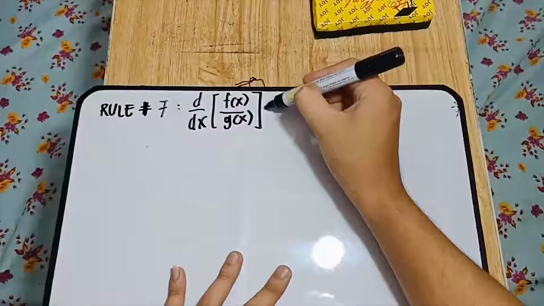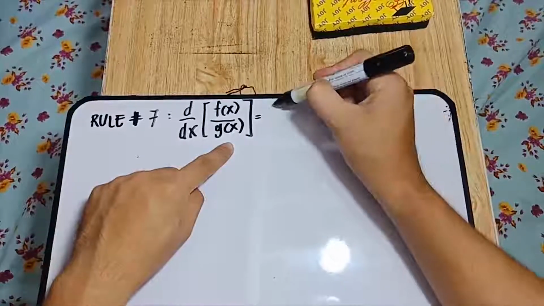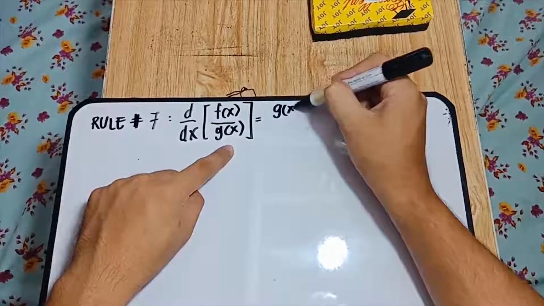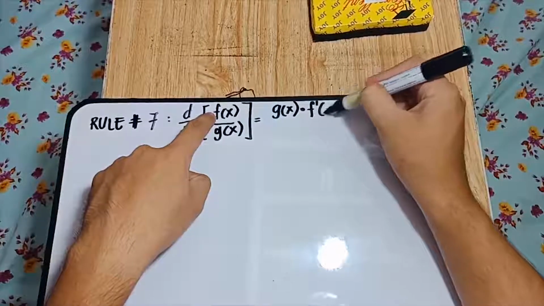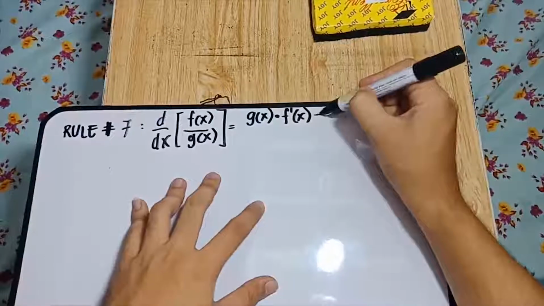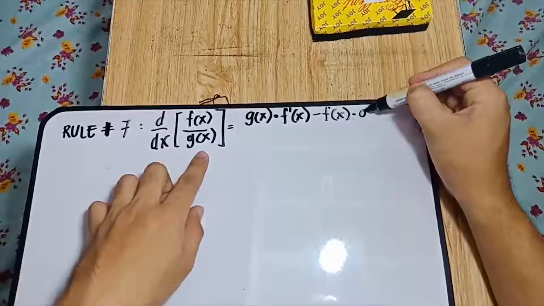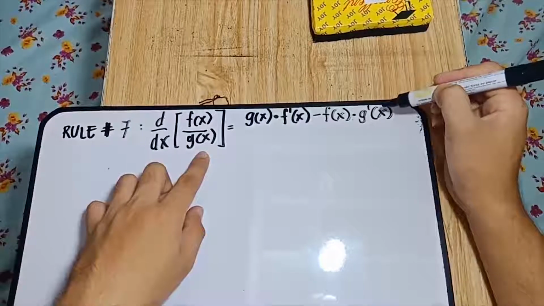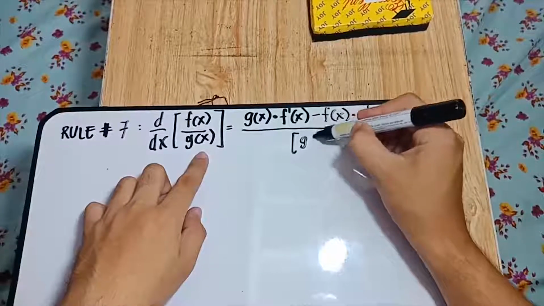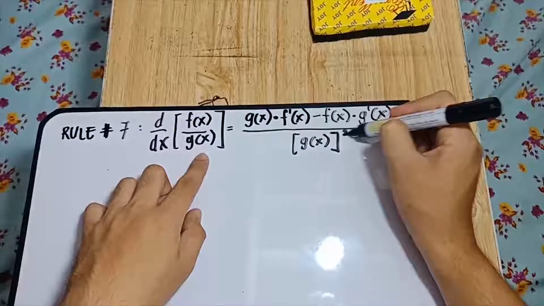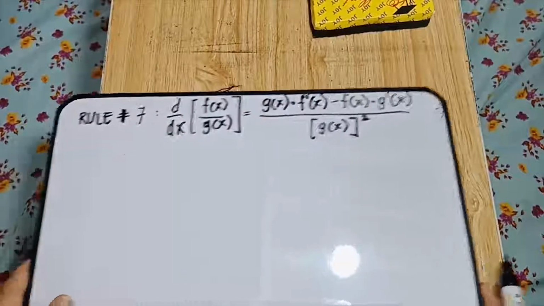division yan. That is, copy the denominator first. So, unang-una yung denominator natin. Then, multiply by the derivative of the numerator. Minus, copy the numerator. Then, multiply by the derivative of denominator. All over the square of the denominator. That is our quotient rule.